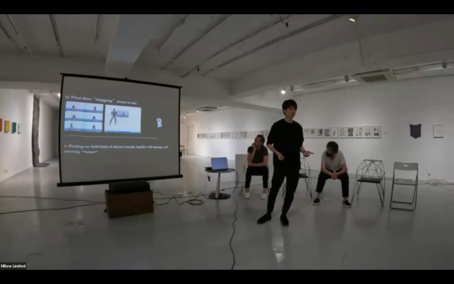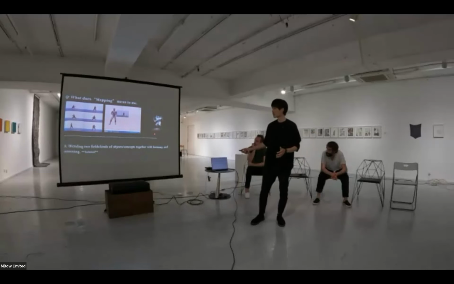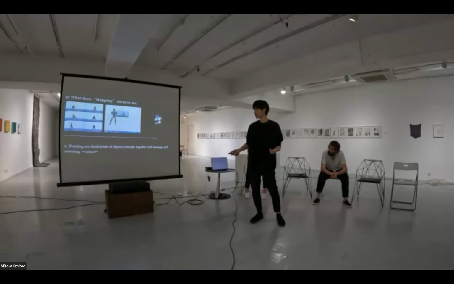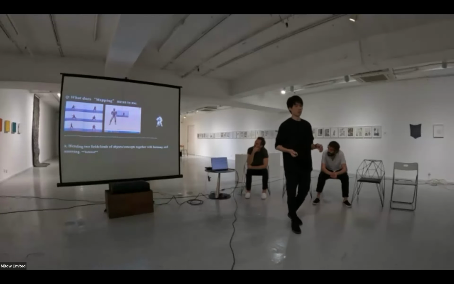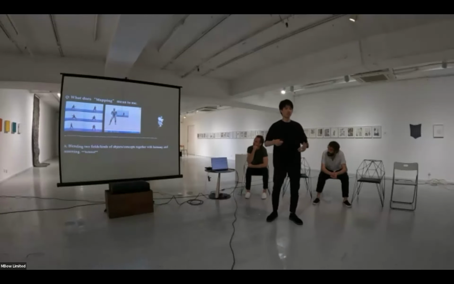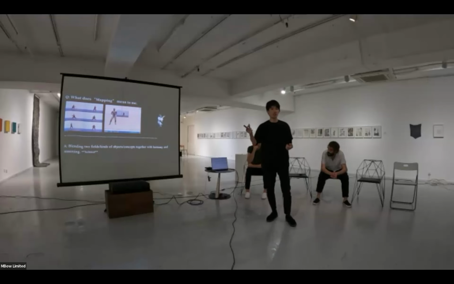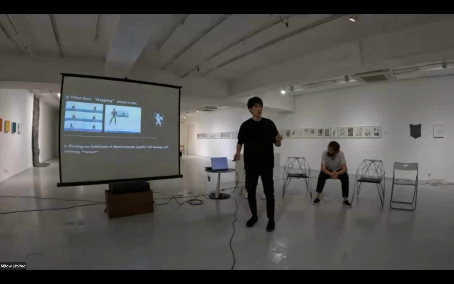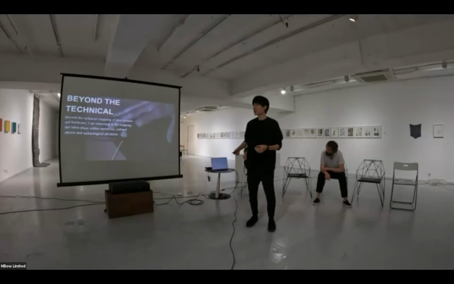It makes sense, right? It's nearly like the input and the output, logical input, logical output. My answer is that, technically, mapping for me is blending 2 real kinds of objects or concepts together with harmony and reasoning. If it makes sense, blend them together as input and output. But my interest is in what is beyond the technical.